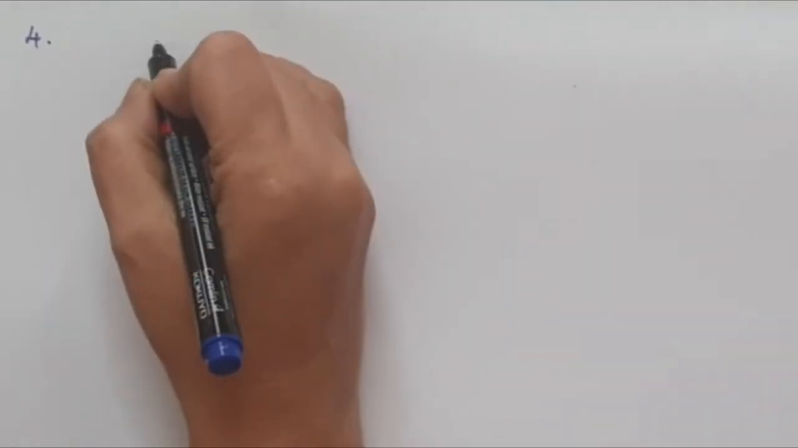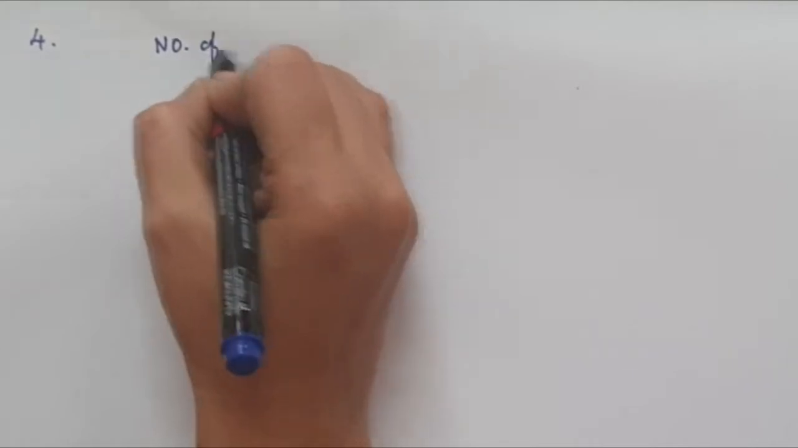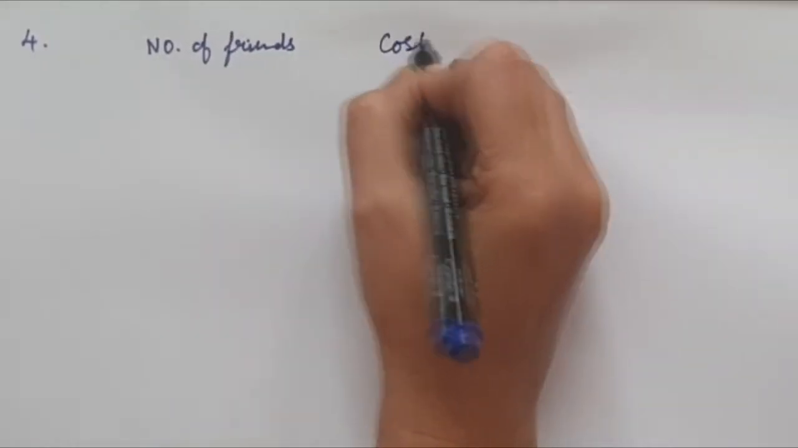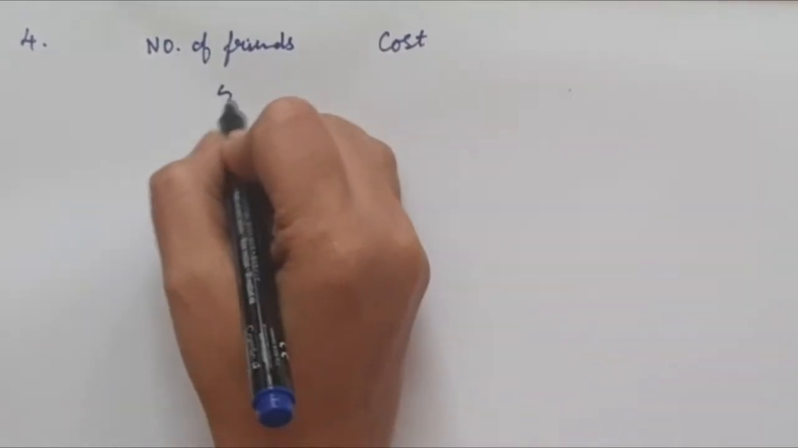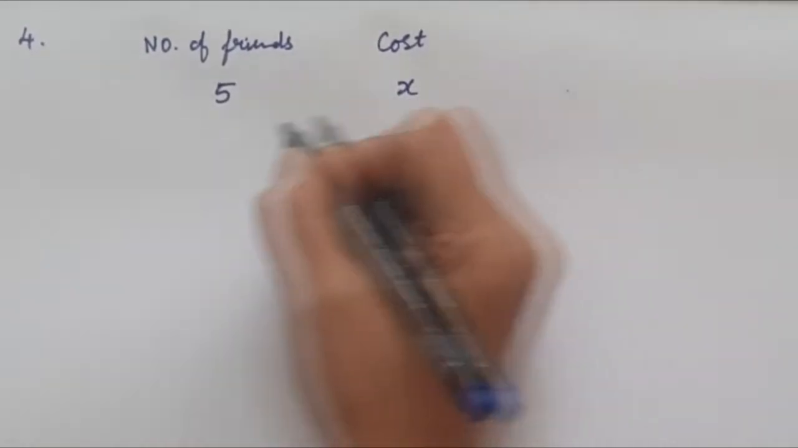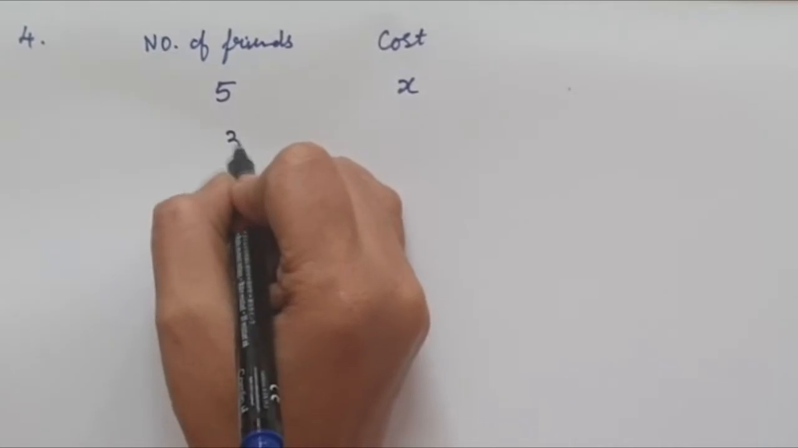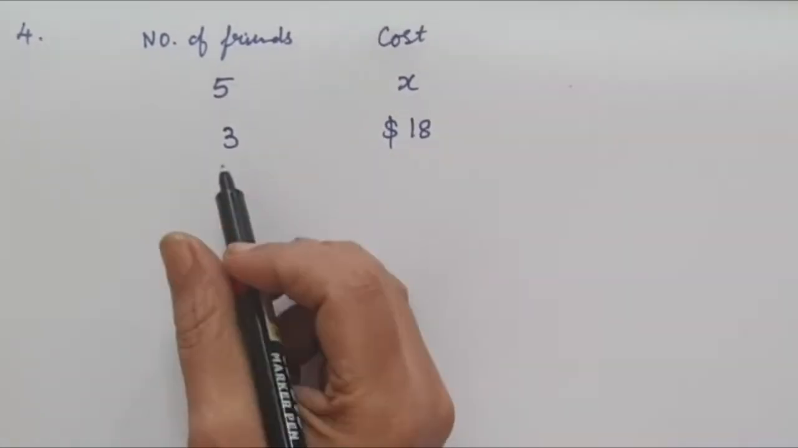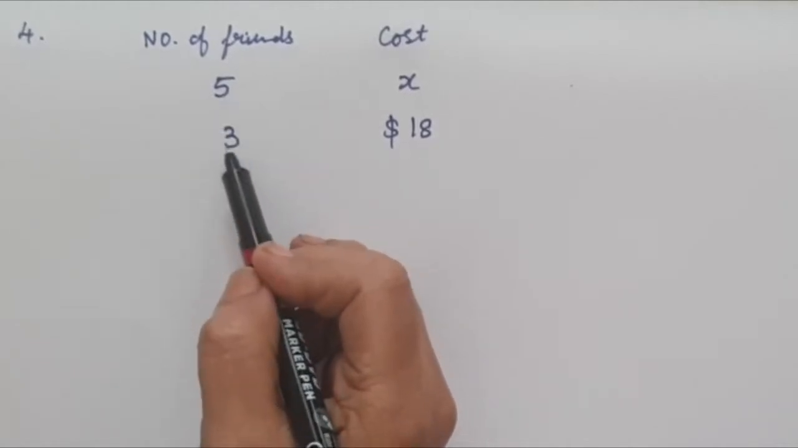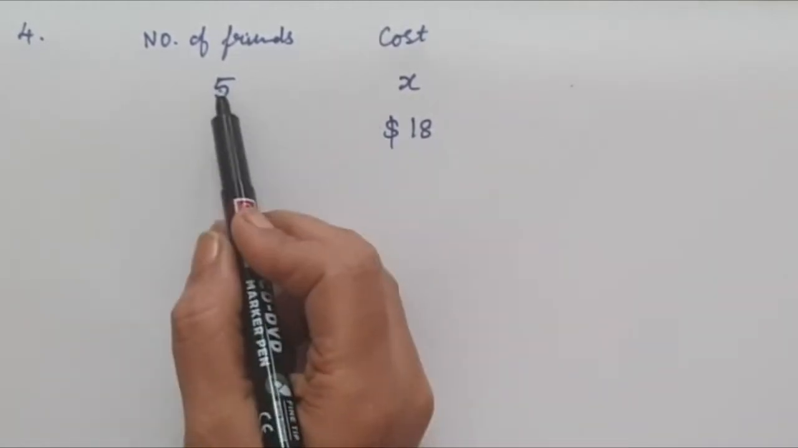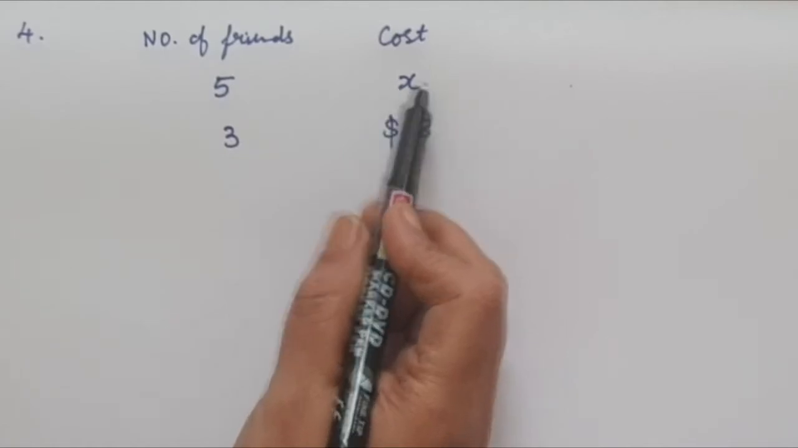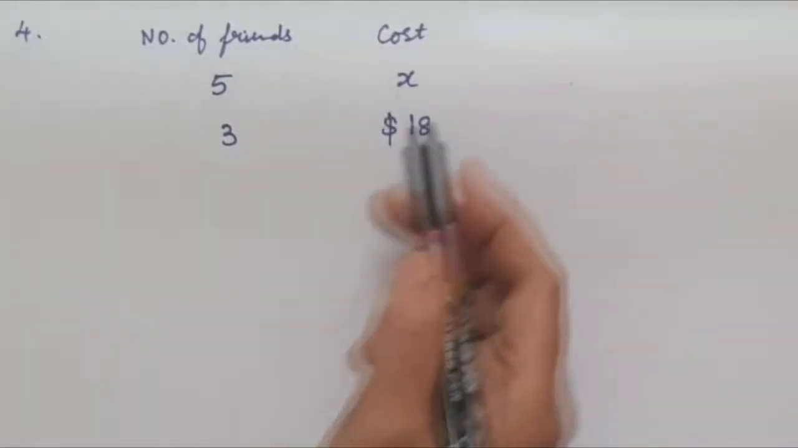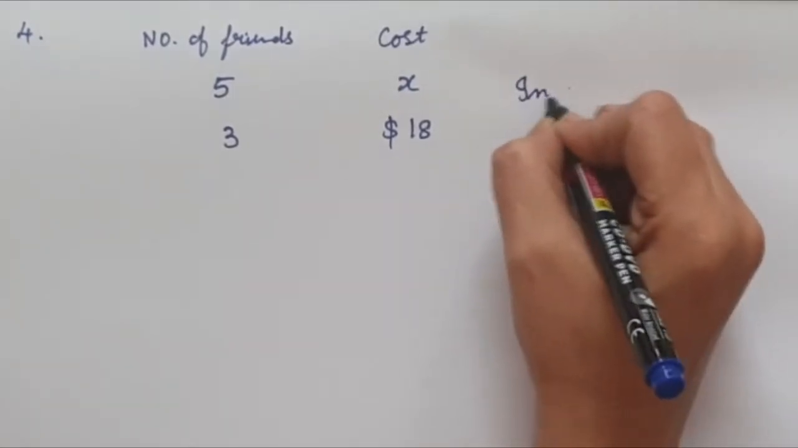So in our question, we are given the number of friends and the cost. When the number of friends is 5, we need to find the cost x, and when the number of friends is 3, the cost is given as $18. So here this is the number of friends. When they are 3, it is 18. When there are more people, the share each gets will reduce. When this is increasing, this value is decreasing. So it is an inverse proportion.